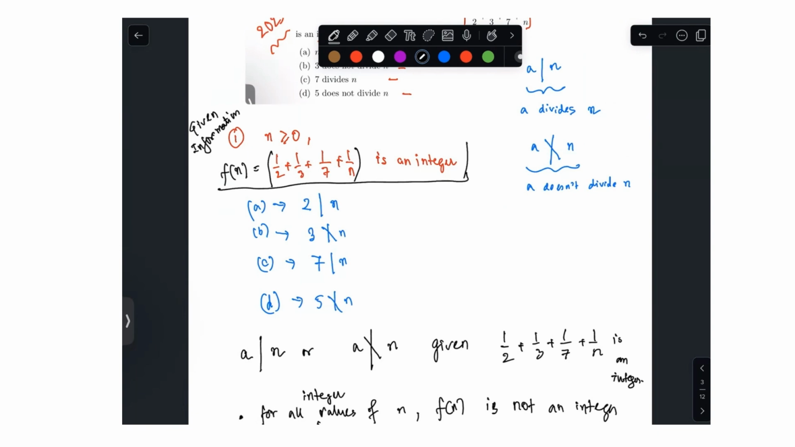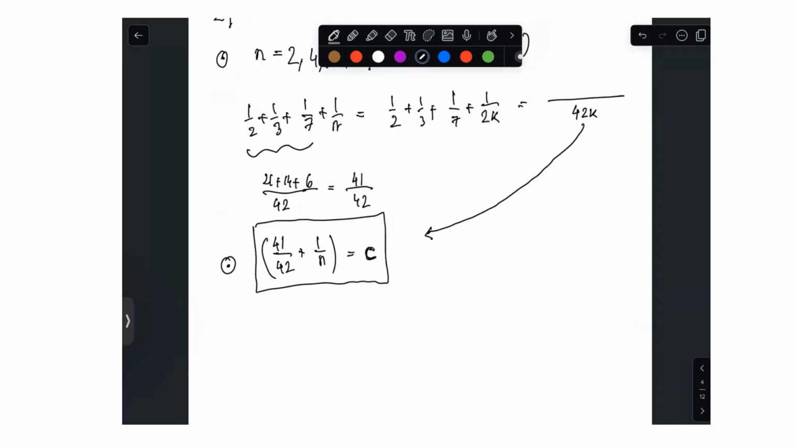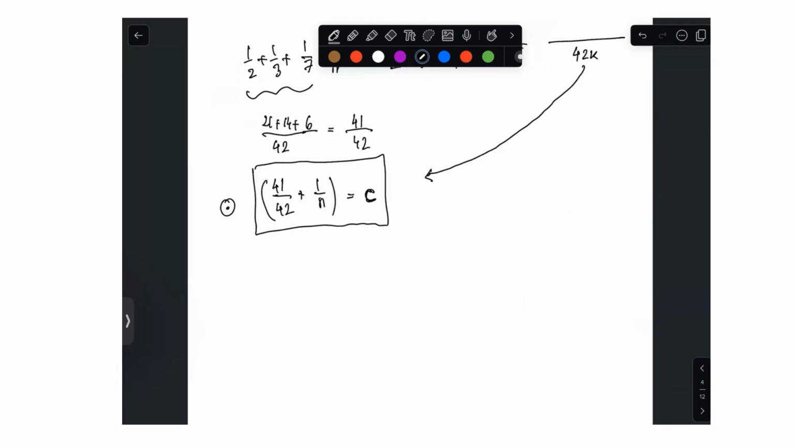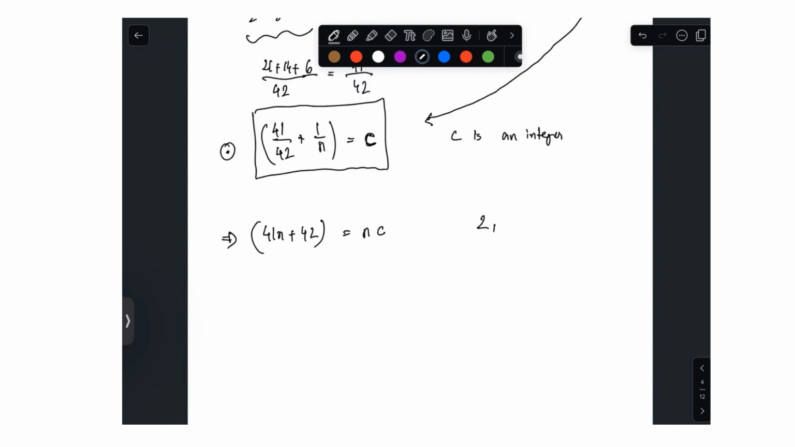So instead of again revising it and going every time to the statement that the expression is an integer, you can directly go to this statement and check it out. So this is an integer. So this is one of the most important aspects. And then you need to see what we get out of this equation. What information do we get out of this equation about n? So we get 41n plus 42 is equal to nC. C is a constant, C is an integer. Now we have to understand what we get about n here and what n has to do with 2, 3, 5, and 7.